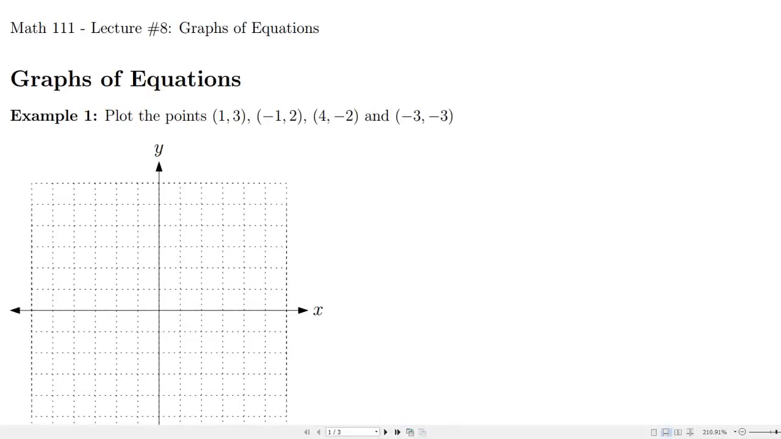Okay, so we're going to move on now to the next chapter. In lecture 8, we're going to start off with graphs of equations, and later on we'll talk about functions and inequalities as well. Okay, so let's get started. So, how do we plot points?